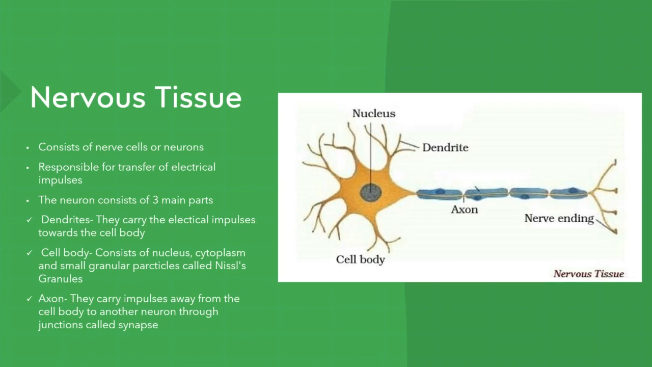The cell body, it consists of the nucleus, the cytoplasm, and small granular particles called the Nissl's granules. And then the axon. They carry the impulses away from the cell body to another neuron through junctions called the synapse. As you can see, this is how a structure of a nerve cell looks like.